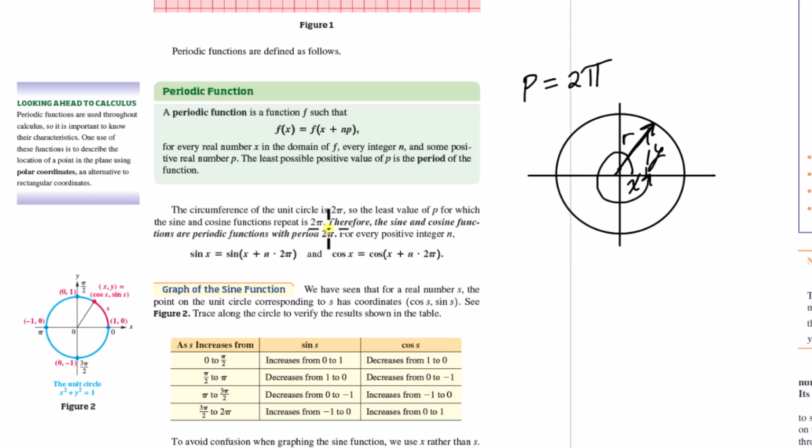But the sine and cosine functions repeat every 2 pi. Therefore, the sine and cosine functions are periodic functions with period 2 pi for every positive integer n. Sine of x is equal to sine of x plus 2 pi n. They say positive integer n, but it could be negative as well: sine of 2 pi is 0, sine of -2 pi is 0. So n can be a negative integer as well.